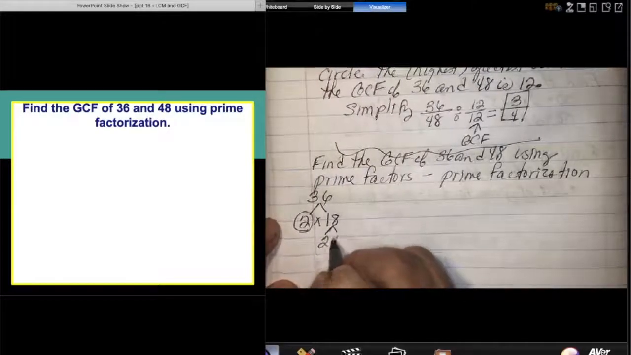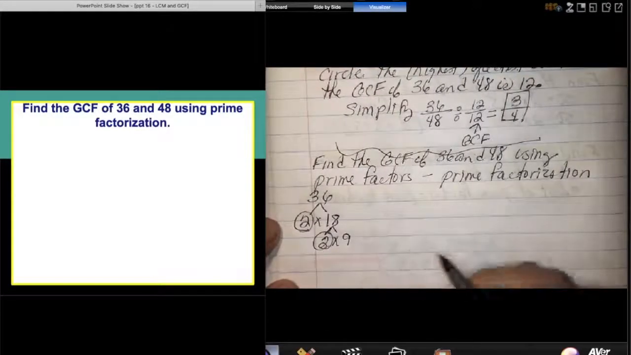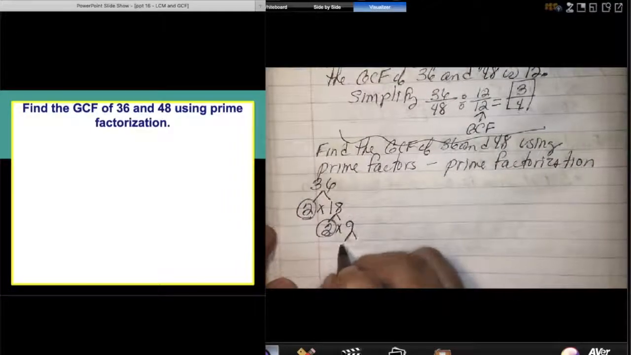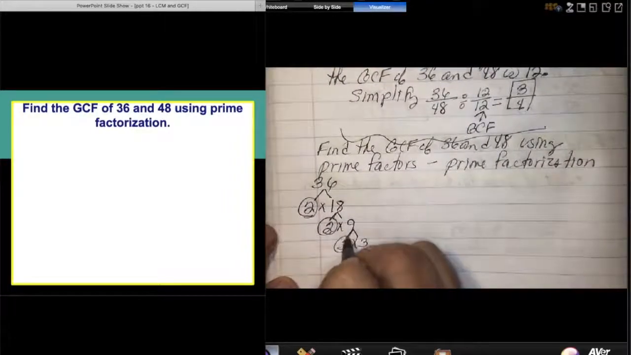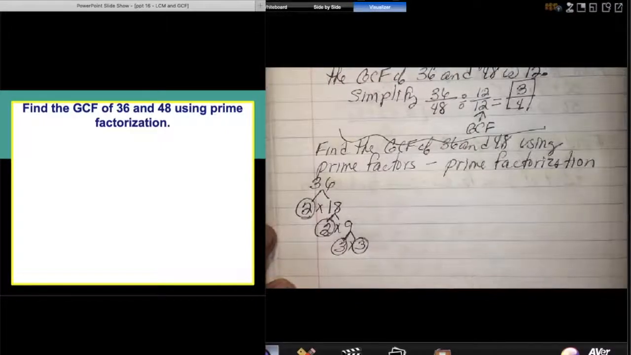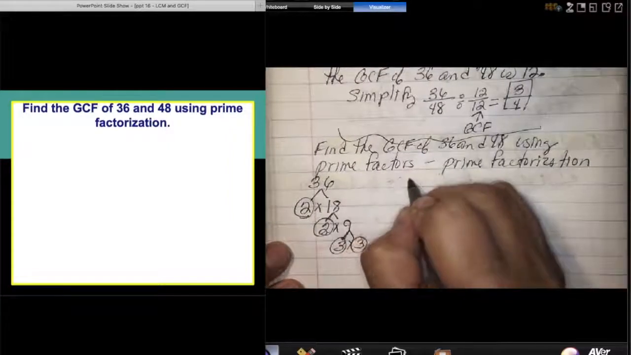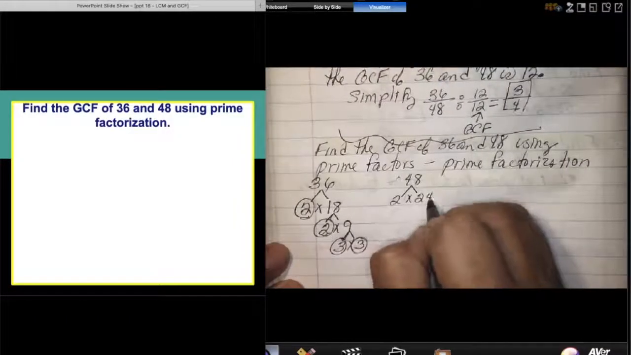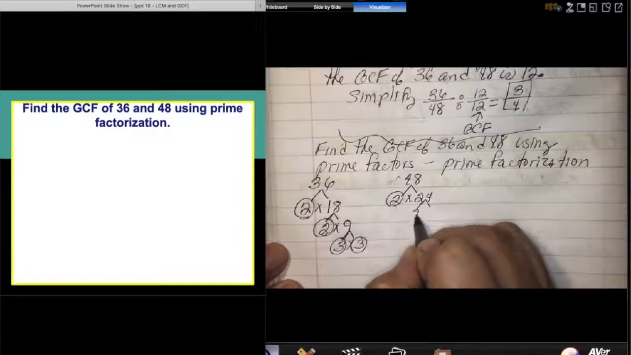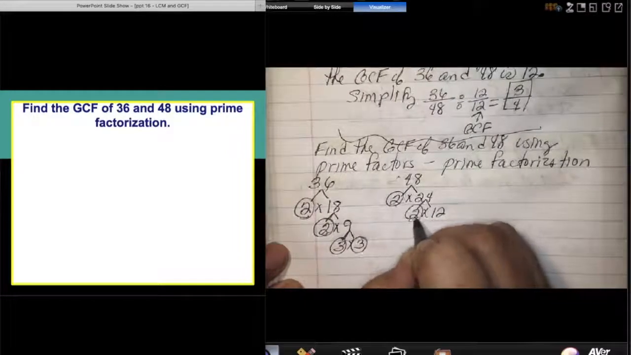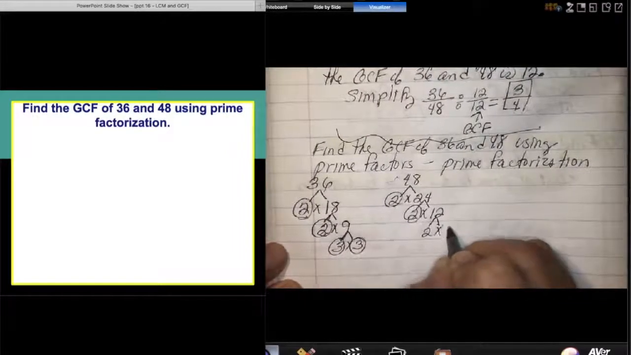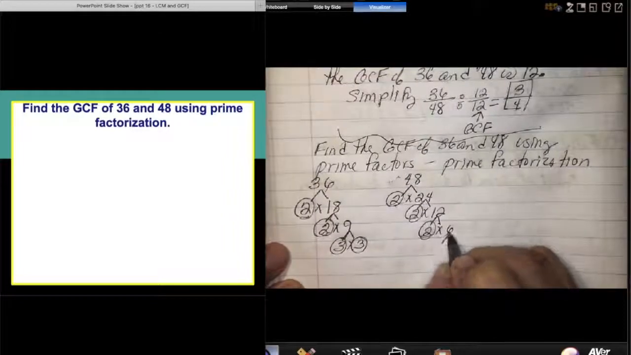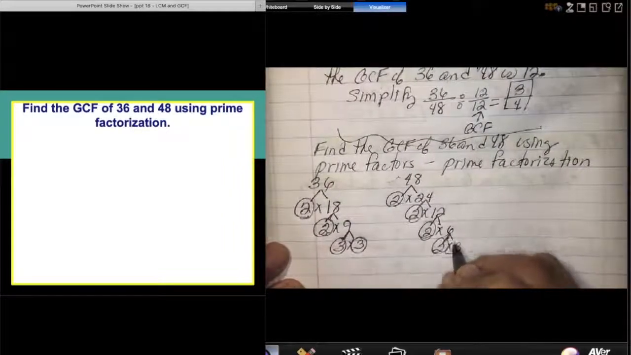18 can divide by 2 again, 2 times 9. We circle the 2, and that leaves me 3 times 3, which are also prime. So the prime factors of 36 are 2, 2, 3, 3. Let's go ahead and continue with 48. Divide by 2, 2 times 24. Divide by 2, 2 times 12. Divide by 2, 2 times 6, divide by 2, 2 times 3.